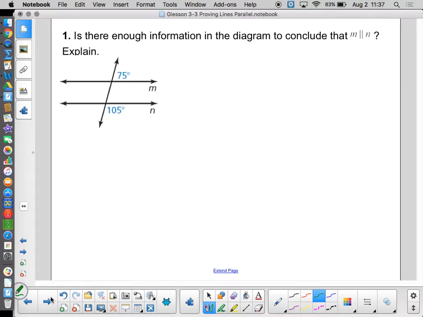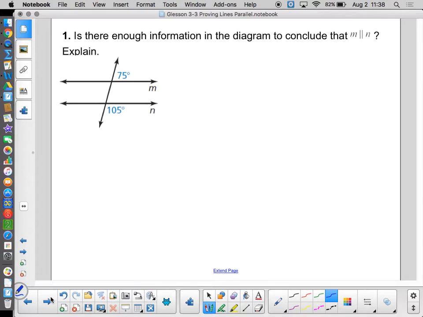Is there enough information in this picture to prove that M is parallel to N? Explain. Well, we do not have corresponding angles here. We do not know that the lines are parallel. We need corresponding angles to be congruent to show that. This is not a named angle pair, 75 and 105. Those are same side exterior angles. We don't have a theorem about that.